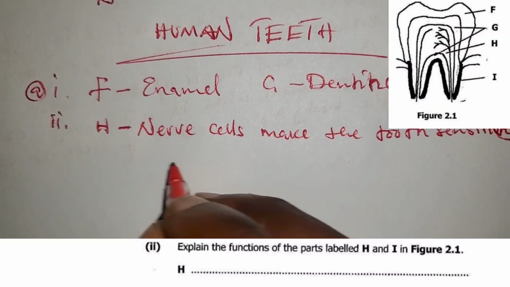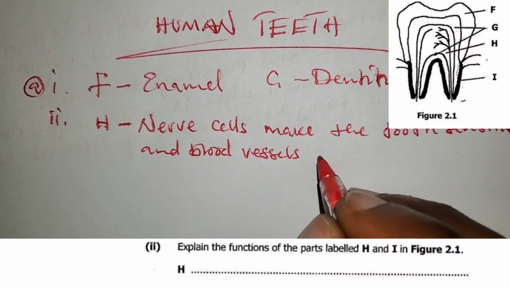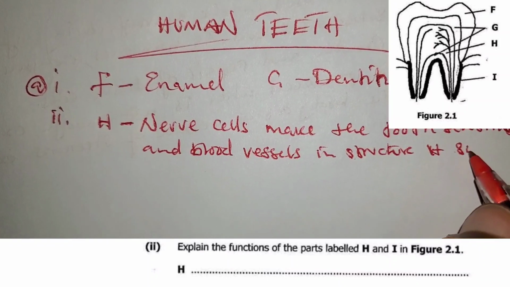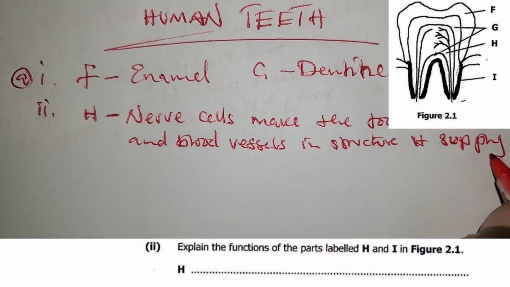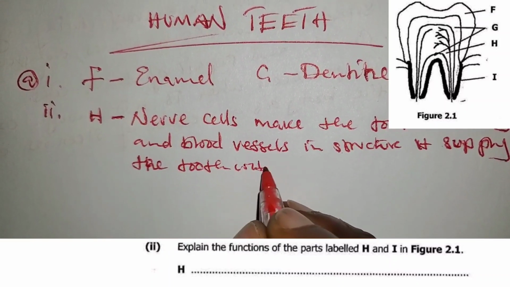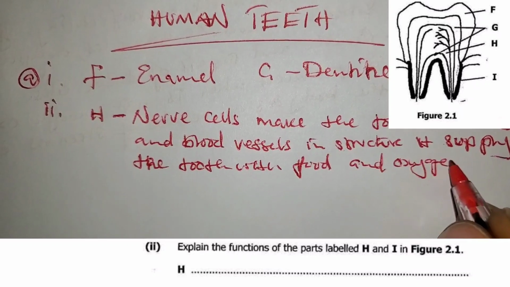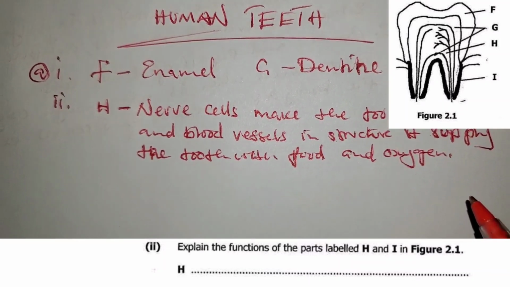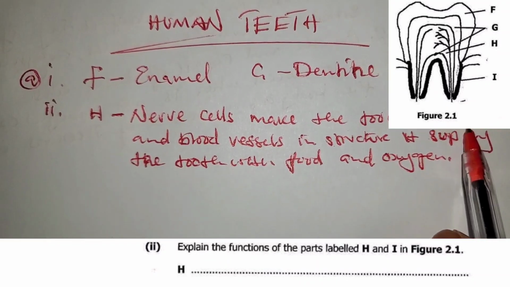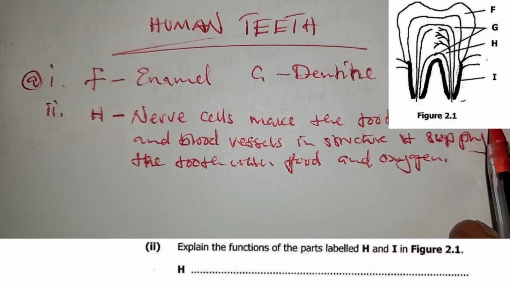And blood vessels in structure H supply the tooth with food and oxygen. Now listen, these nerve cells are sensitive to what? They're sensitive to pH, they're sensitive to temperature, and also sensitive to pressure.